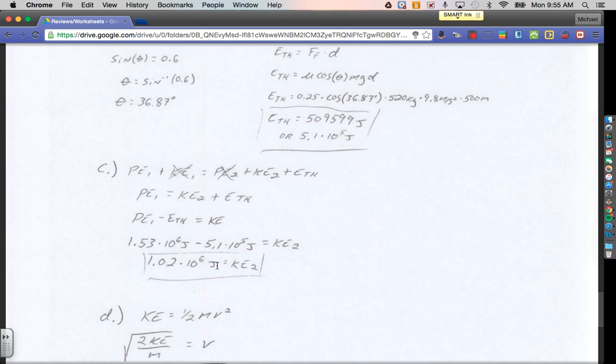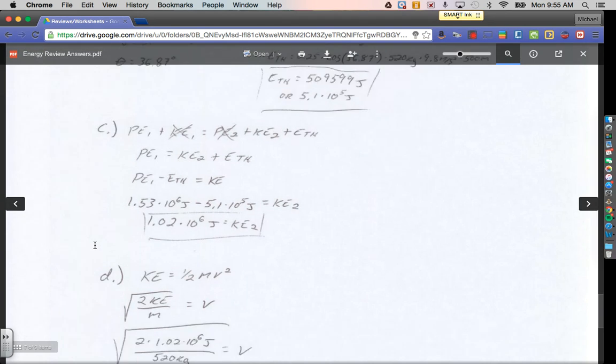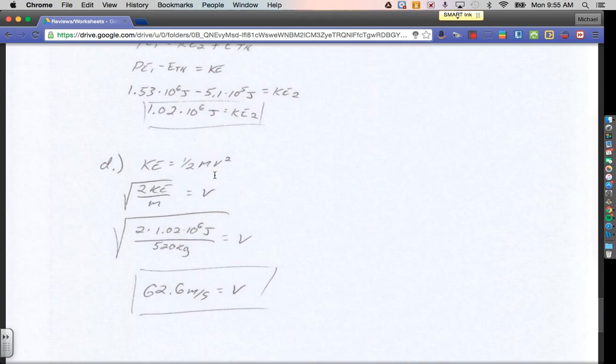And finally, part D, what is the speed of the rock at the very bottom? Well, I know the kinetic energy because I just solved for it. I know that equals 1/2 mv squared. So I'm going to solve for v. I'm going to multiply the 2 to the other side, or divide by half. That's why there's a 2 times KE. I'm going to divide by the mass, so it's in the denominator, and I have to take the square root to get rid of the squared. When I plug in my numbers, I get 2 times 1.02 times 10 to the 6 joules, all divided by 520 kilograms, and that gets me a speed of 62.6 meters per second at the bottom of the hill.